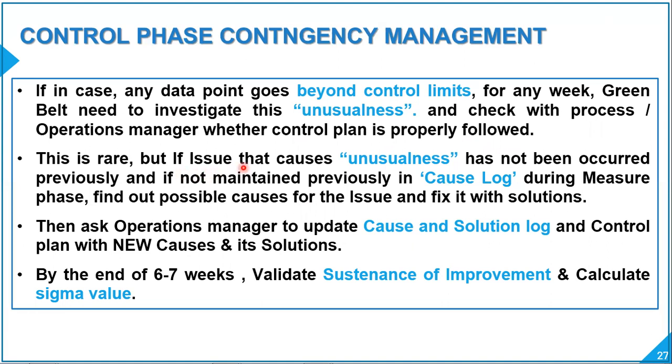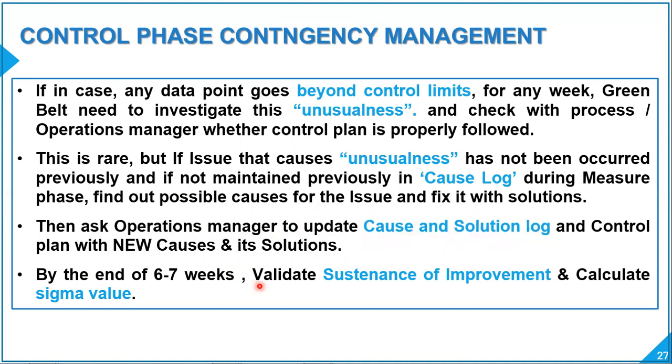This is rare, but if the issue that causes the unusualness has not occurred previously, and was not maintained previously in the cause log during the measure phase or even the improve phase, find out possible causes for the issue and fix it with solutions. Then ask the operations manager to update the cause and solutions log and control plan with these new causes, issues and their solutions, so that we will have an updated cause and solutions log.